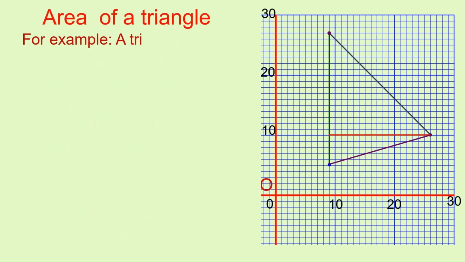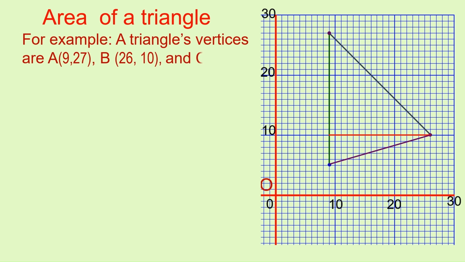We take an example of a triangle whose vertices are A (9, 27), B (26, 10), and C (9, 5). Follow the steps to get the area of the triangle. You may pause the video to calculate yourself.